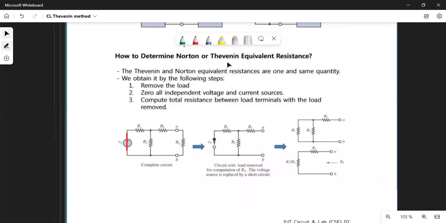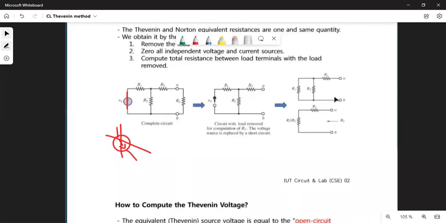So how to determine the Norton or Thevenin equivalent resistance? First of all, we will assume all of the voltage sources are just a wire, just a straight wire, and about independent current sources like this one, we will assume they do not exist. We just leave them out of our circuit, and use simple and basic laws of physics to determine the total resistance.